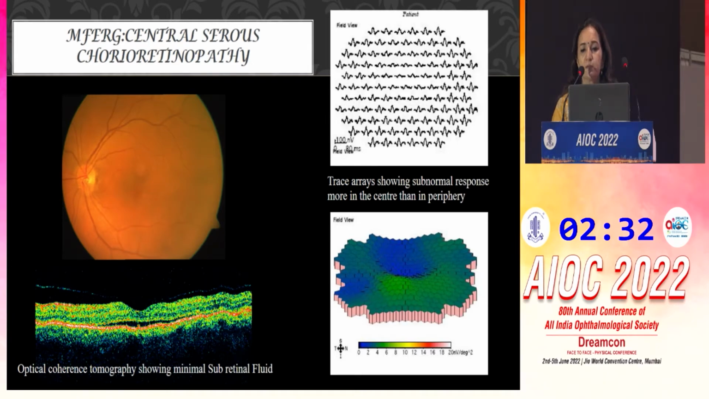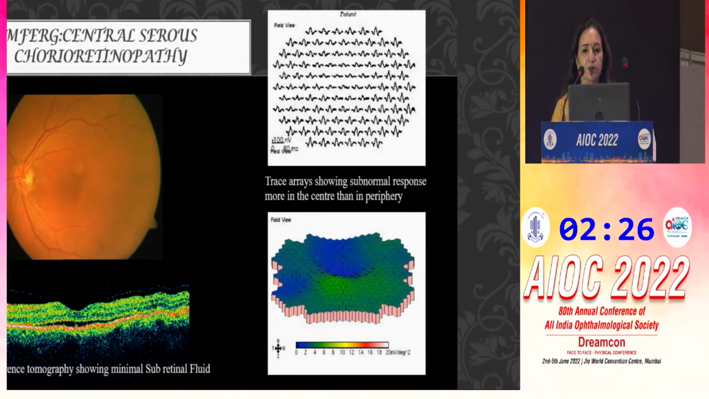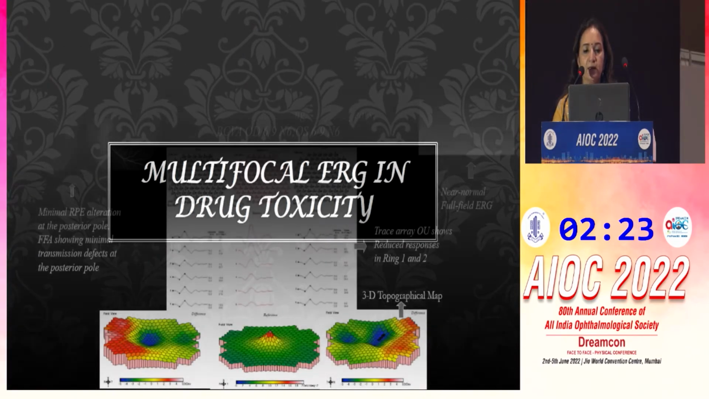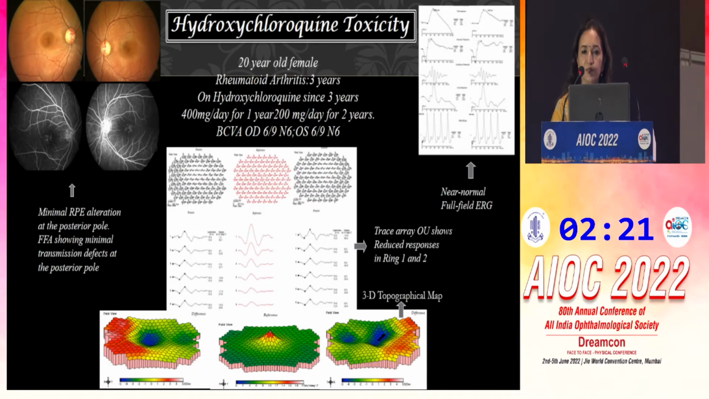So even in acquired conditions like CSCR, we can have multifocal ERG, and looking at the drug response is another most important thing. I'll just cover this quickly. The most important thing is hydroxychloroquine toxicity. Multifocal ERG is advised by the American Academy of Ophthalmology, that this test must be done to follow up patients with HCQ toxicity.